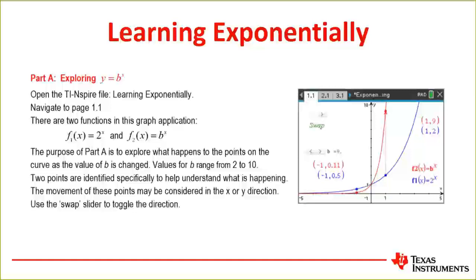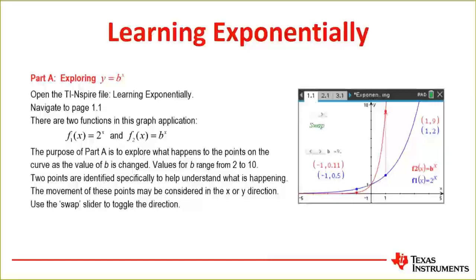So part A of this activity asks you and students to explore the function y equals b to the power of x, where b is a parameter. We will have a look at this page live in a moment. But on that page, there's two functions in the graph application. There's f1 of x equals 2 to the power of x, which is the anchor function, and f2 of x is b to the power of x, which contains that parameter b, which can be altered.